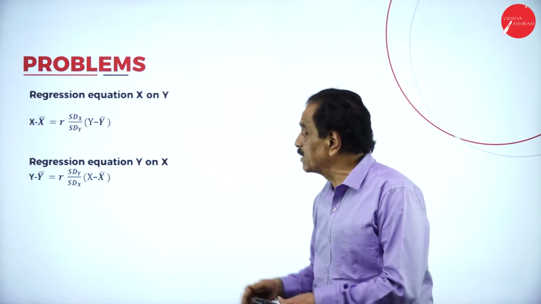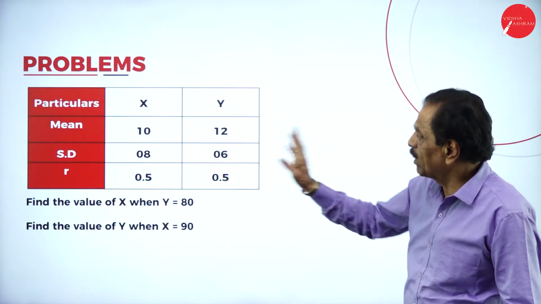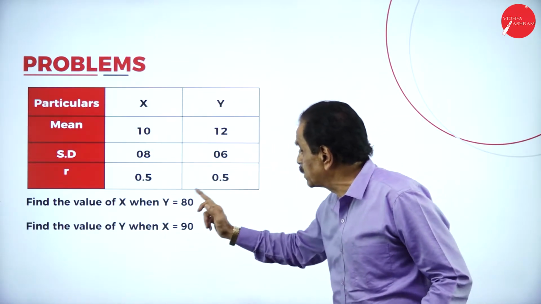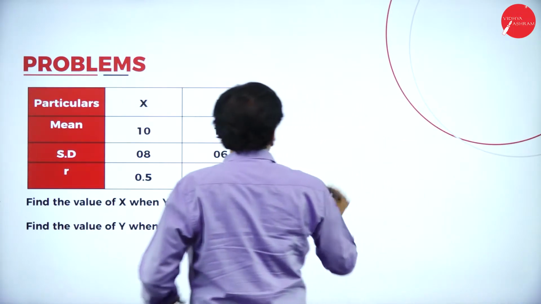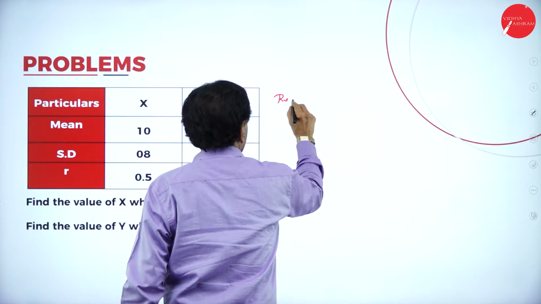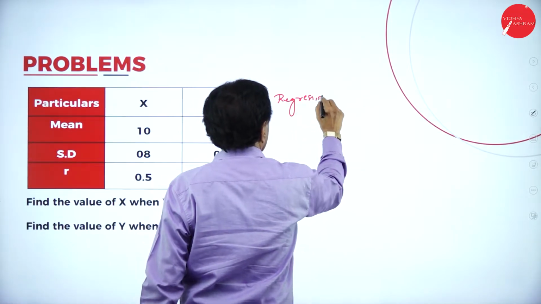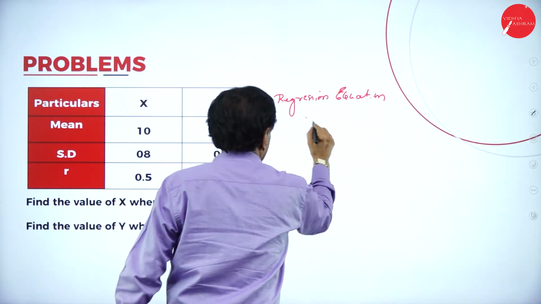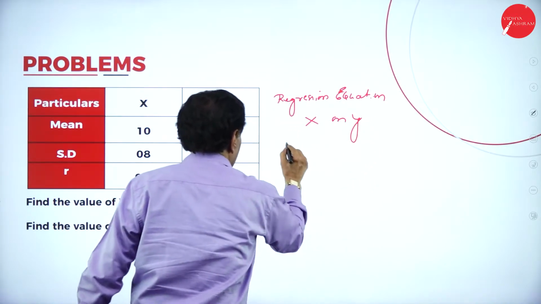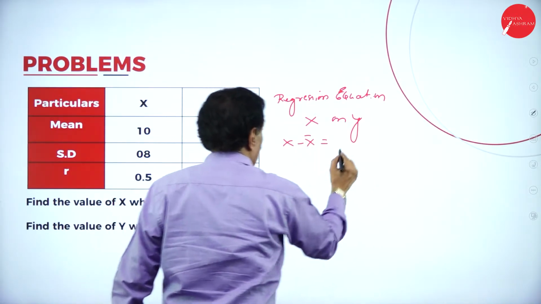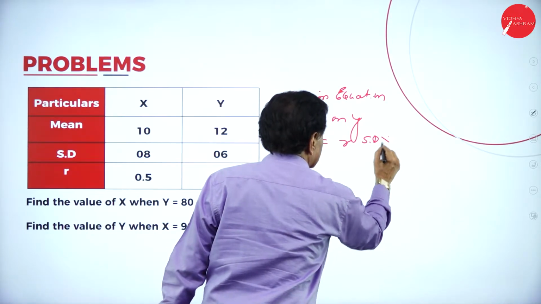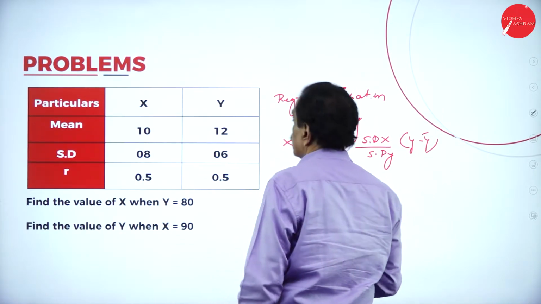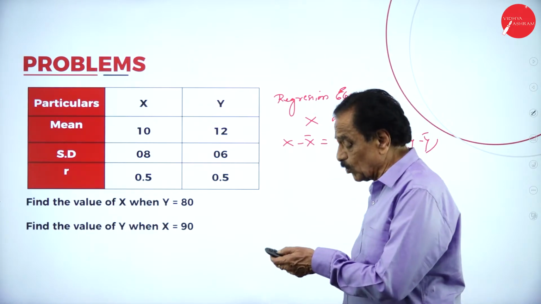We'll solve the problem according to these equations. First problem: mean of x is 10, mean of y is 12, r is 0.5, standard deviation of x is 8, standard deviation of y is 6. We'll go with the formula. Regression equation x on y: x minus x mean equals r into standard deviation x divided by standard deviation y into y minus y mean. We can go with the working note here.